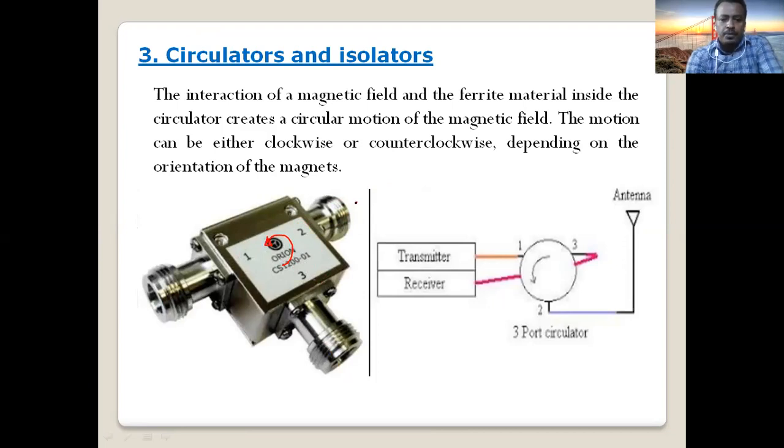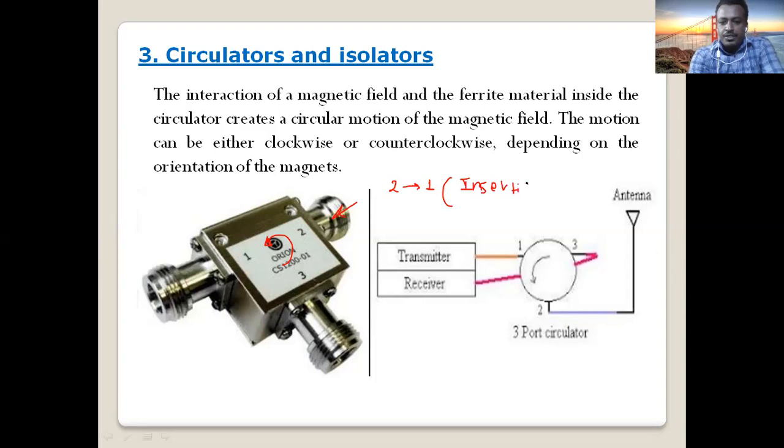If the input comes at port number 2, inside this there is a magnetic material. The magnetic field of the ferrite material inside the circulator guides this signal from port number 2 only to port number 1. If the signal goes from port number 2 to port number 1, it is the correct direction. In this case we have a loss, which we call insertion loss.